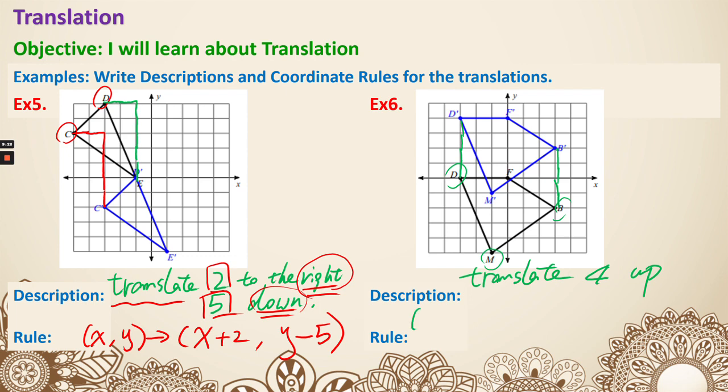So now it's time to write the rule: x comma y with an arrow. The x didn't change because there's no horizontal change, so x stays there. For the y, it is going up by 4, so we're going to do y plus 4. That is the rule for example 6.